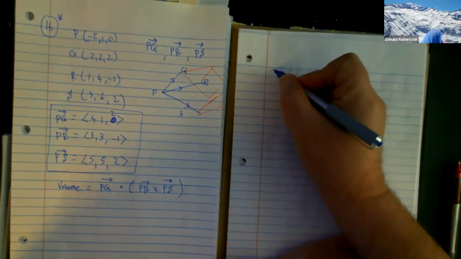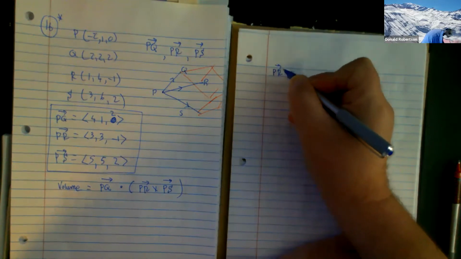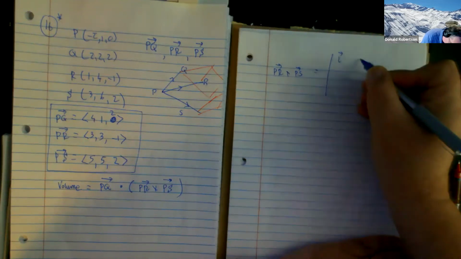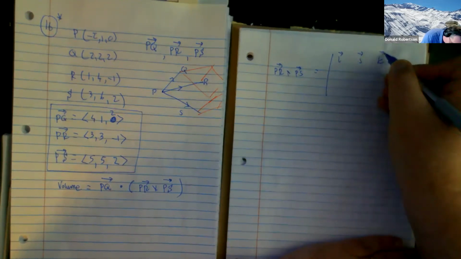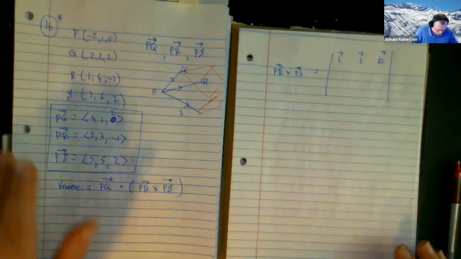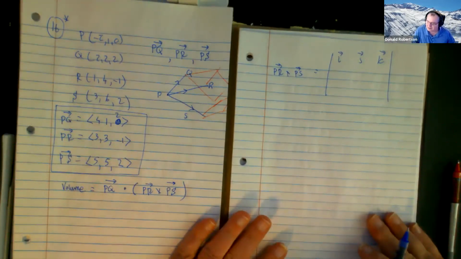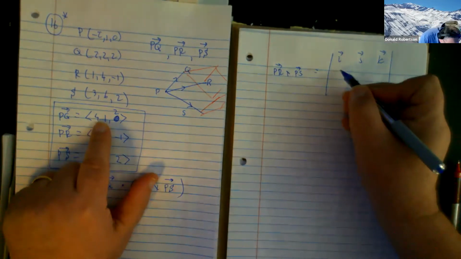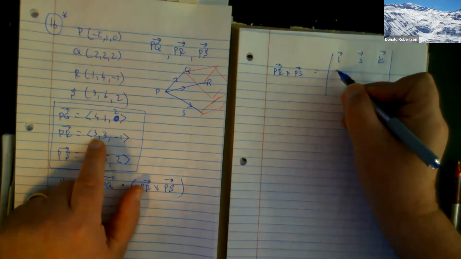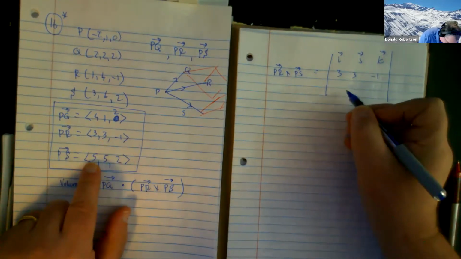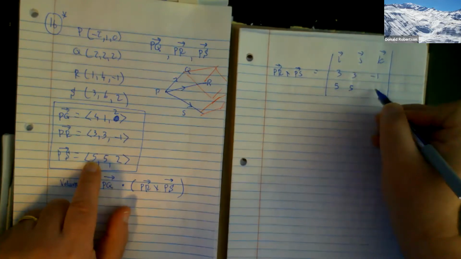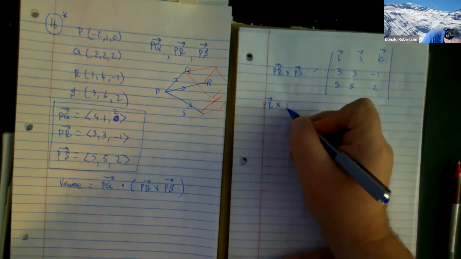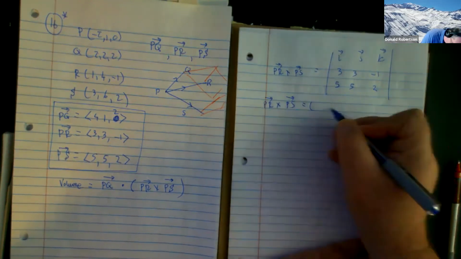So cross product, let's do that first. You think that after this section, that's the end of cross products? You're wrong. They're coming back, right? So the next section, you're going to get some more of them. But PR is this one. So 3, 3, -1, and PS underneath that, 5, 5, and 2. So we'll do this cross product.